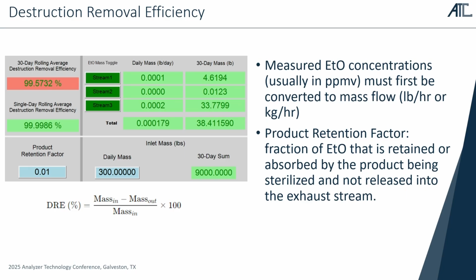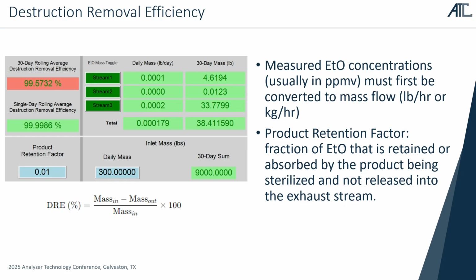And the last one here is the destruction removal efficiency. So what is a DRE, destruction removal efficiency? That's typically when you have abatement systems of ETO. So what we do is we measure the concentration of ETO before abatement and after, and you need to ensure up to 99.94% removal of ETO, and that's typically on a mass basis, so in pounds.